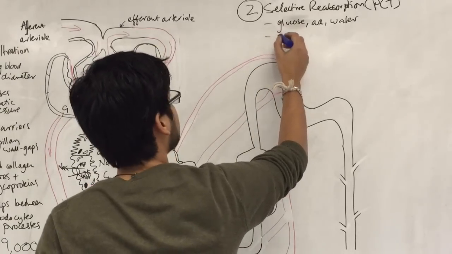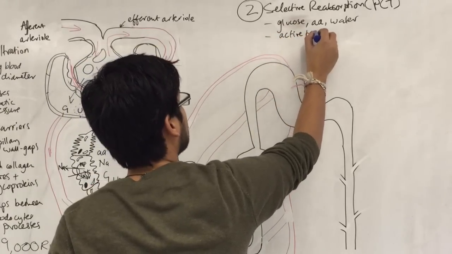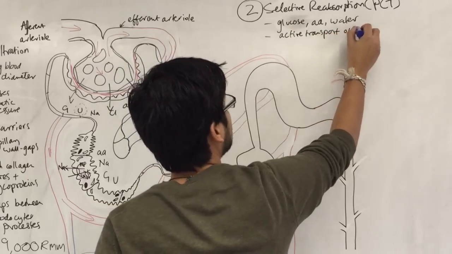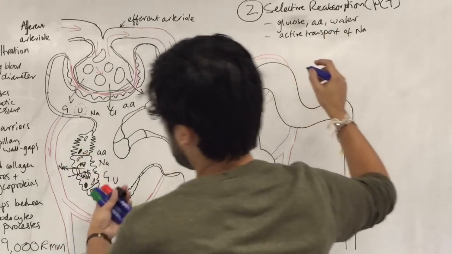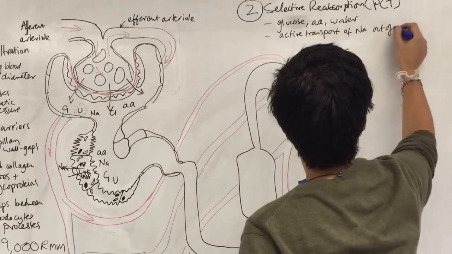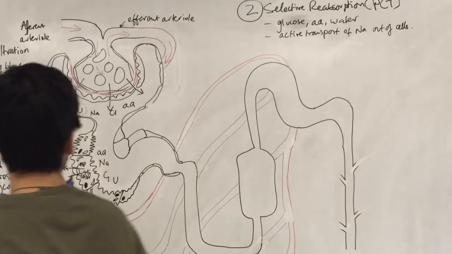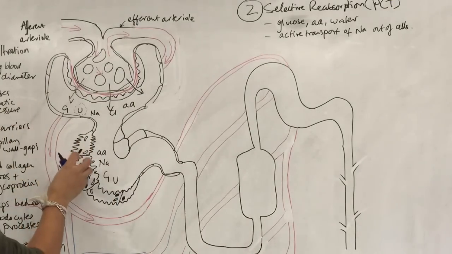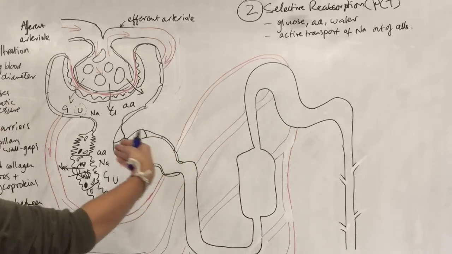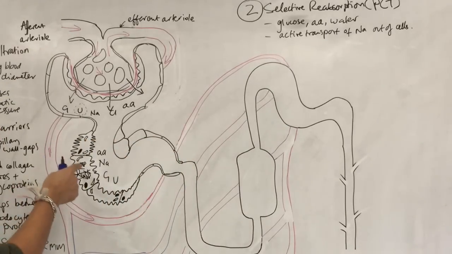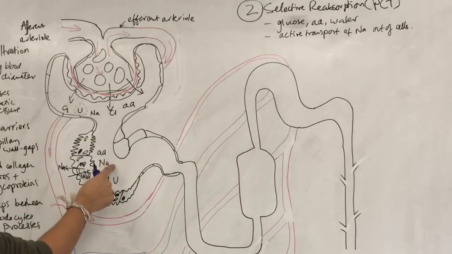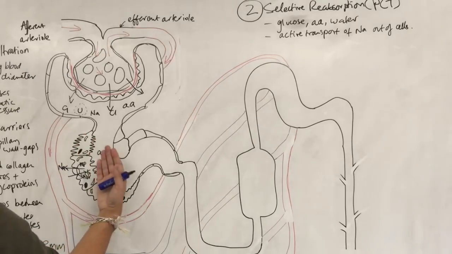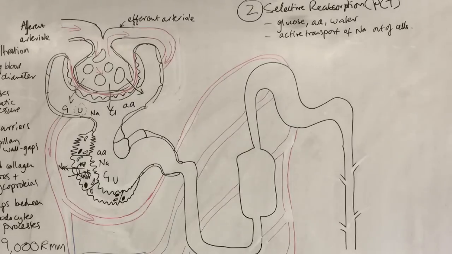So, active transport of sodium out of cells. All right, so sodium is pumped out. Now what that means is that sodium concentration is reduced inside, so there's a concentration gradient now. Sodium is low here, but high here. So therefore, sodium is going to diffuse from there into this cell.